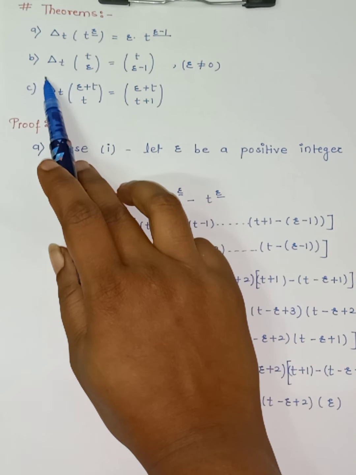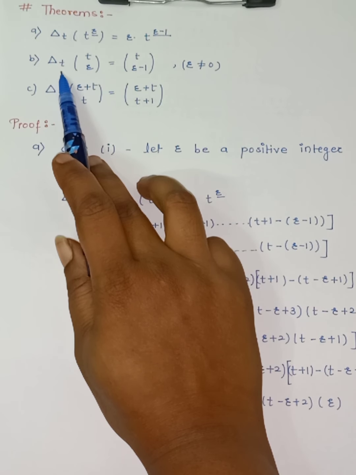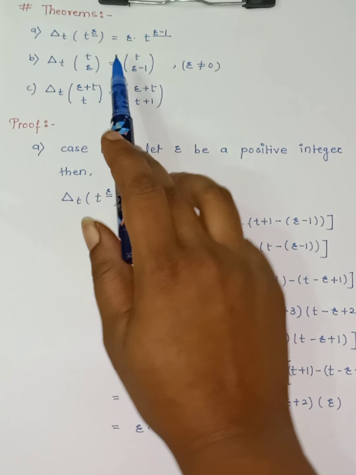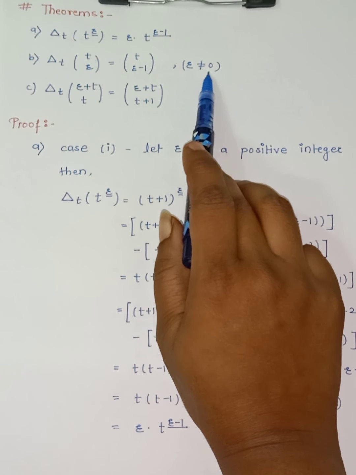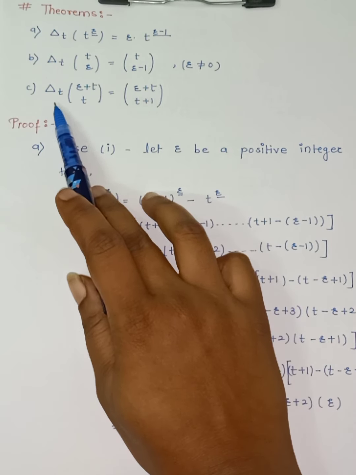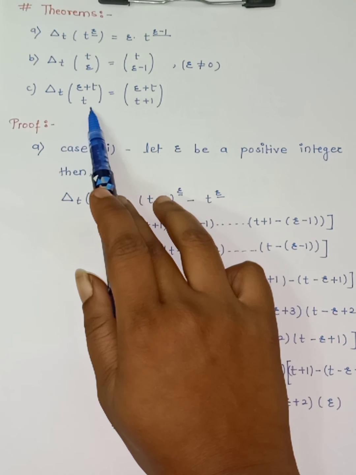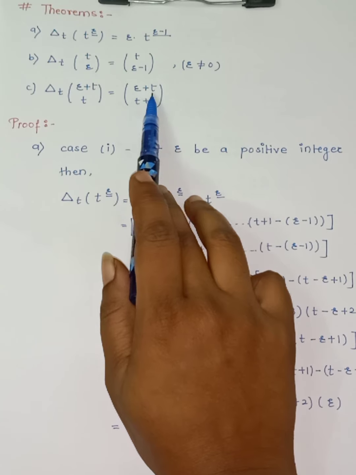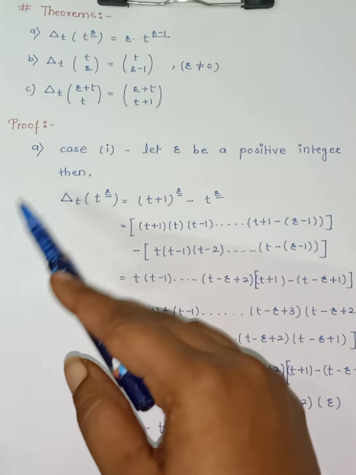Okay, second one is delta operating on tCr, where t is a subscript, equals tCr minus 1, where r is not equal to 0. The third one is delta operating on r plus t Ct equals r plus t Ct plus 1. Okay, now we will see the proof.